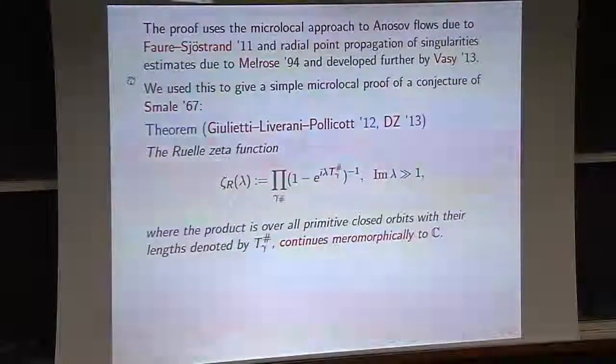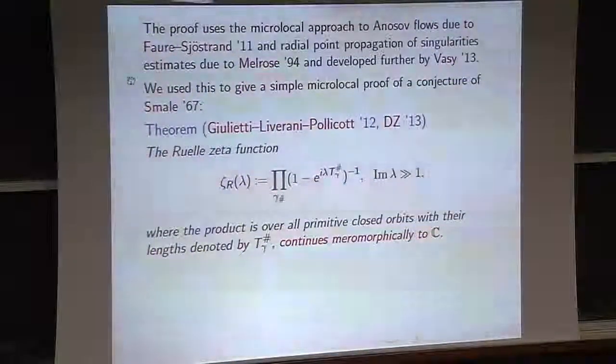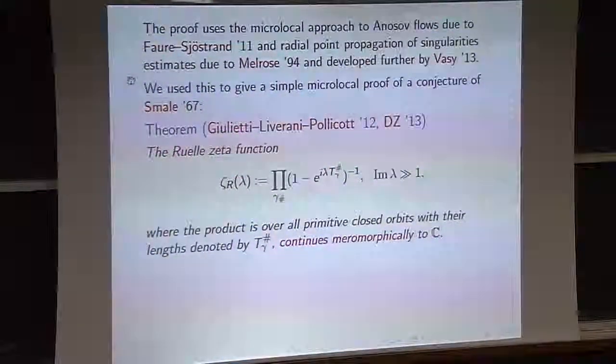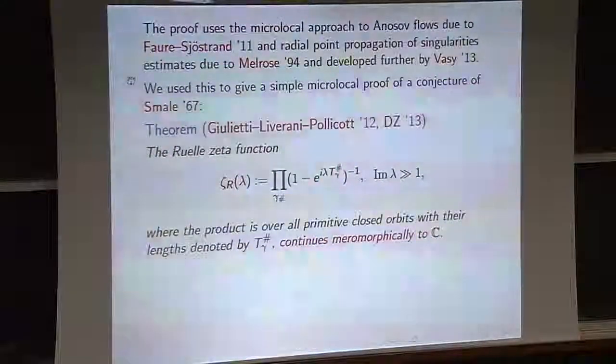If you have a flow with a trajectory, of course this trajectory can go around many times. It's no longer primitive, but if it goes around once, that's the primitive geodesic. You don't count the ones which go around more, and you take a product over those. This converges for large values of the imaginary part of lambda, and the conjecture was that it continues meromorphically to all of the complex plane.